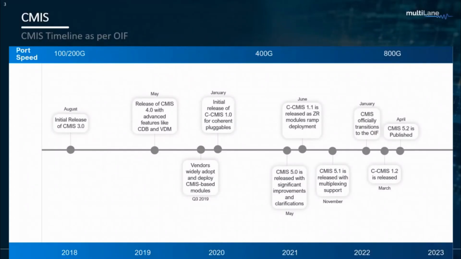This, again, is a CMIS timeline as per the Optical Internetworking Forum. As you can see, it has really evolved over the past 5 or 6 years. The initial release of CMIS 3.0 was 128 pages, and the most recent release, CMIS 5.2, is almost 350 pages. So the length of the standard has more than doubled, but the increase really aims to simplify or to enable interoperability.